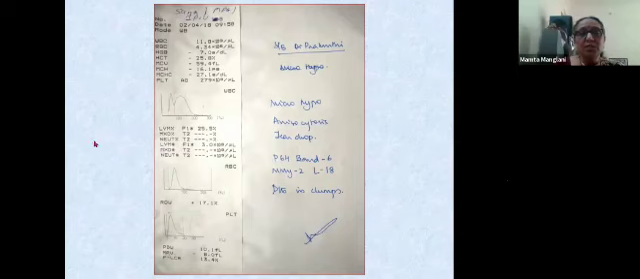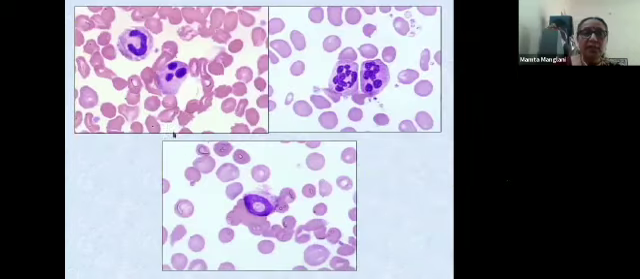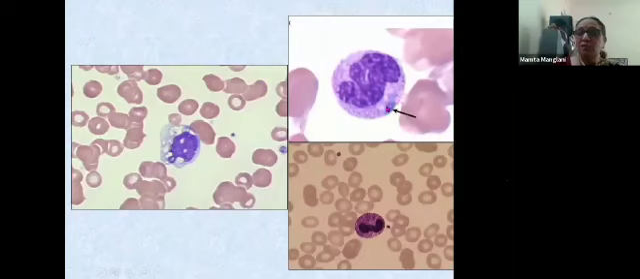So this is how vacuolation looks. This is Döhle bodies, which you see as a bluish pigment here. And these are toxic granules, which I already alluded to earlier. You can have necrobiosis in severe sepsis.